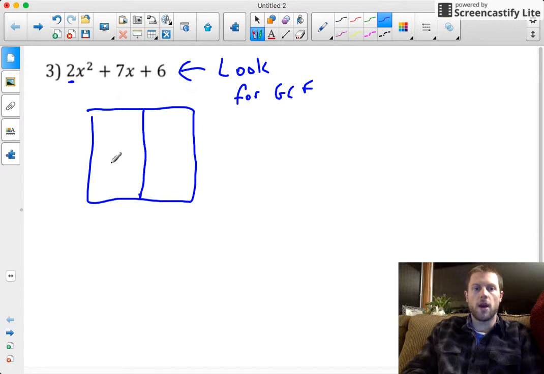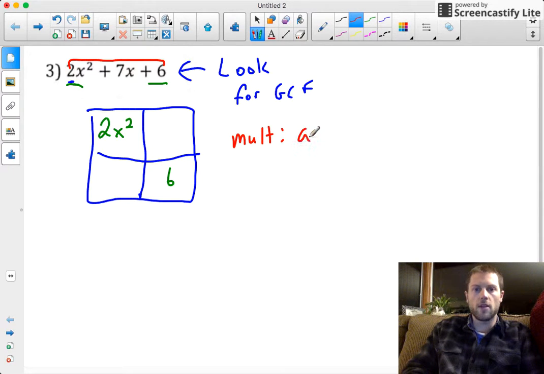The way we set up this box is, we know two sections of this box to start off with. I know my 2x squared, that comes from here, and I know my 6, that comes from here. The next thing I need to do is figure out what goes in these two diagonals. To do that, I need to find two numbers that multiply to a times c, in this case 2 times 6 is 12, and add up to my b term, in this case 7.